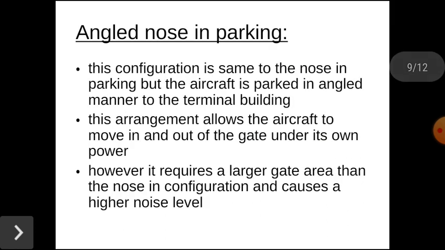Next, angled nose in parking. This configuration is similar to the nose in parking, but the aircraft is parked at an angle to the terminal building. This arrangement allows the aircraft to move in and out of the gate under its own power. However, it requires a larger gate area than the nose in configuration and causes a higher noise level.